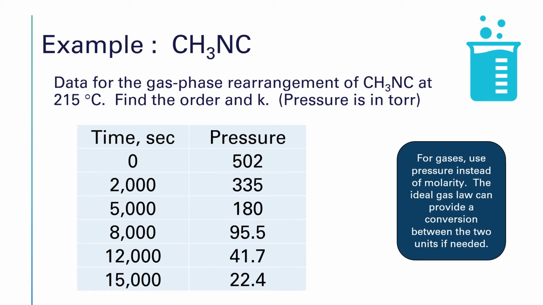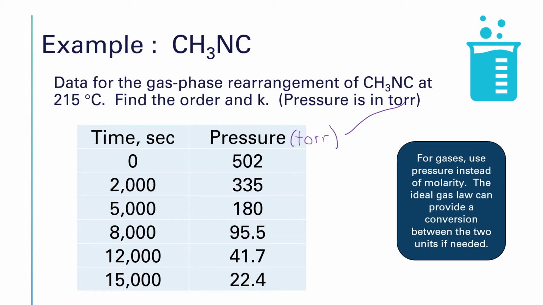Now, you can derive an expression using the ideal gas law that tells you that pressure is directly proportional to molarity. So usually when we're working with gases, it's easier to measure the pressure of the gases. And so we just use pressure in all of these expressions the way we would use molarity for a solution. The ideal gas law can give you that conversion factor if you need it, but the math works out to be the same if you do it all in terms of pressures. So that's what we usually do. And it's not labeled here on the data table, but the pressure for this problem is given in torr.